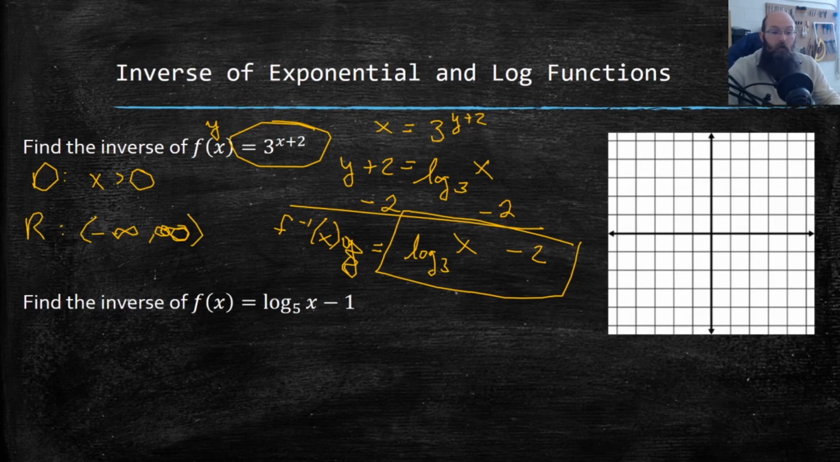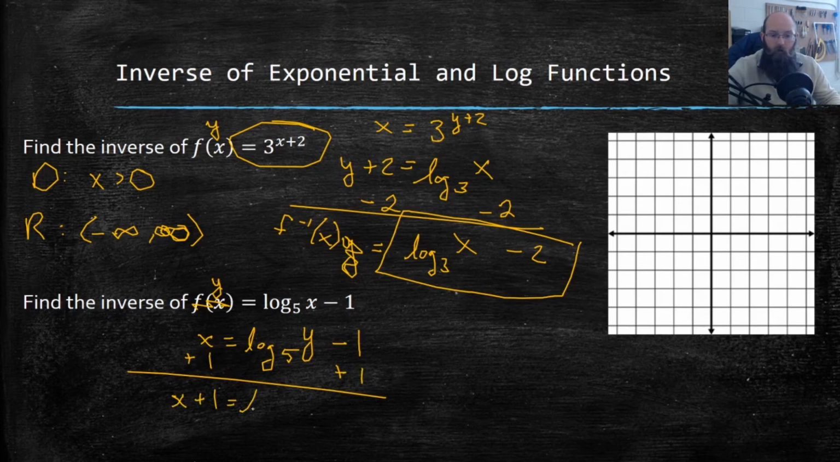Awesome. Now let's go down and find the inverse of this one. Okay, so again, that's like a y, but I need to switch my x's and my y's. So this is now x equals log base 5 of y minus 1. I'm kind of doing a reverse PEMDAS thing first, right? I'm going to add 1. So x plus 1 equals log base 5 of y.